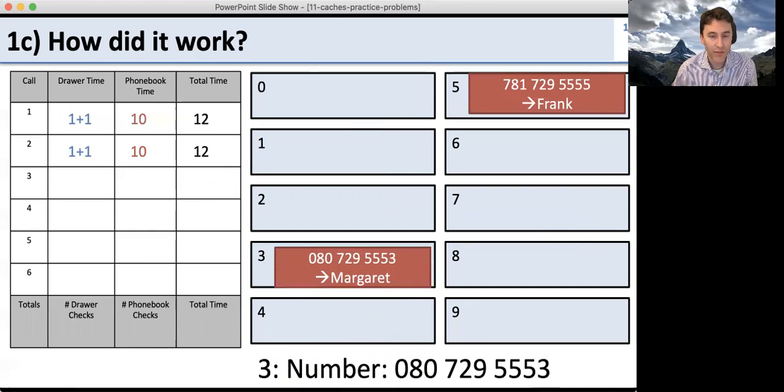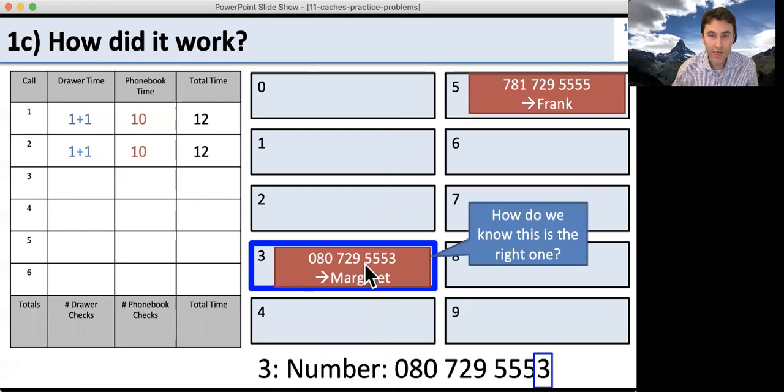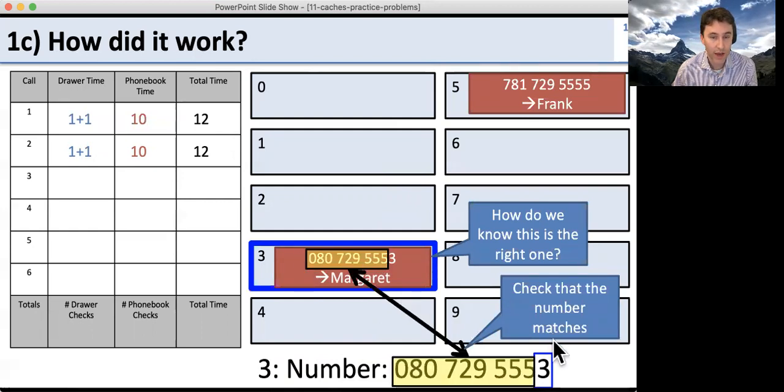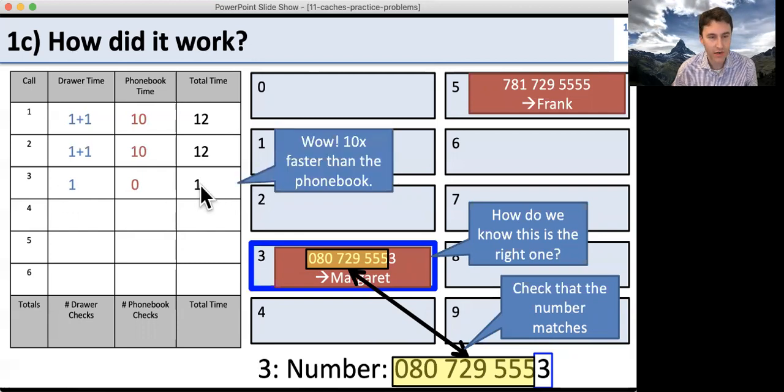All right, here comes another number. This number ends in 3, so we go to the drawer, and hey, there is a note there. But how do we know if this is the right note? We check the rest of the number to see if it matches. We look at the other parts of the number and they do actually match. So that's great, now we know this is the right one. We just spent 1 second to look in the drawer and no seconds in the phone book. So we got the full name with only 1 second of time to look it up. That's encouraging. We're 10 times faster than if we had to go straight to the phone book.